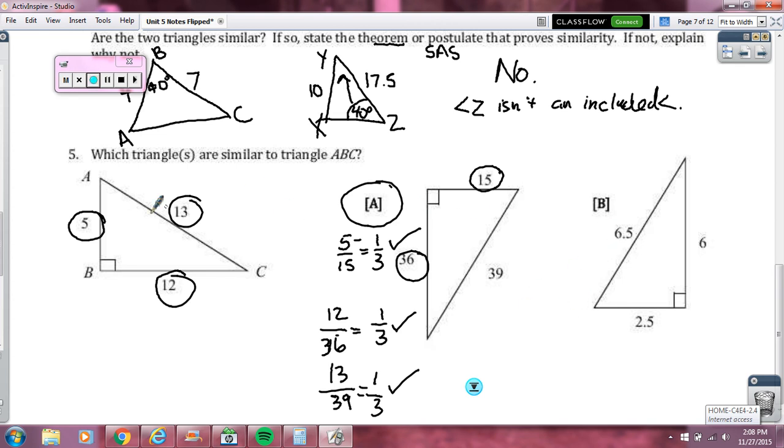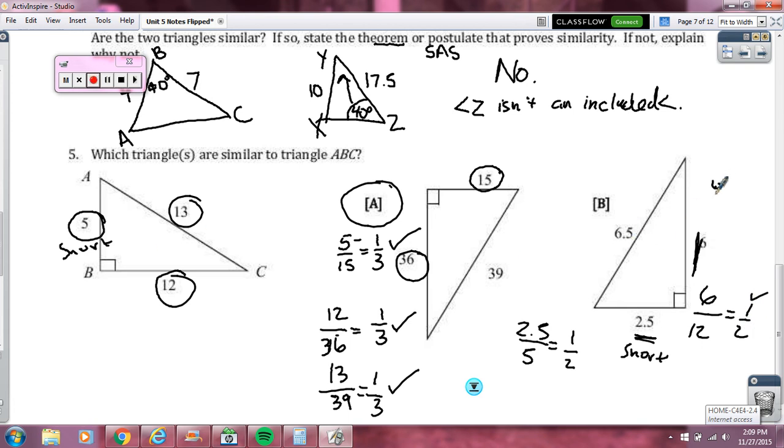Got to check out this next one. So 2.5 goes with 5. The two short ones go together. So 2.5 divided by 5 gives me 1/2. Cool. 6 goes with 12. 6 divided by 12 also gives me 1/2. Cool. And then 6.5 goes with 13. And that also gives me 1/2. Cool. So both of those are similar to triangle ABC.